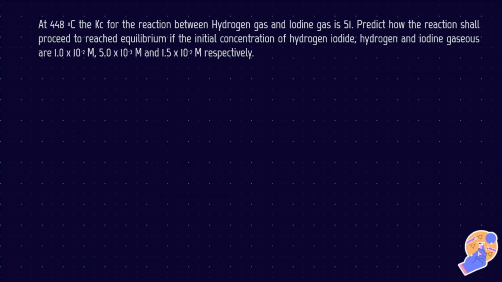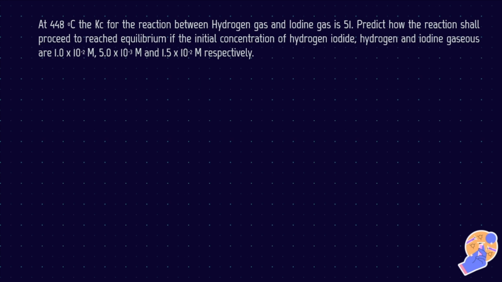Let's move on to question number 2. At 448 degrees Celsius, the Kc for the reaction between hydrogen gas and iodine gas is 51. Predict how the reaction shall proceed to reach equilibrium if the initial concentrations of hydrogen iodide, hydrogen, and iodine gases are 1.0 times 10 to the power of negative 2 molar, 5.0 times 10 to the power of negative 3 molar, and 1.5 times 10 to the power of negative 2 molar respectively.